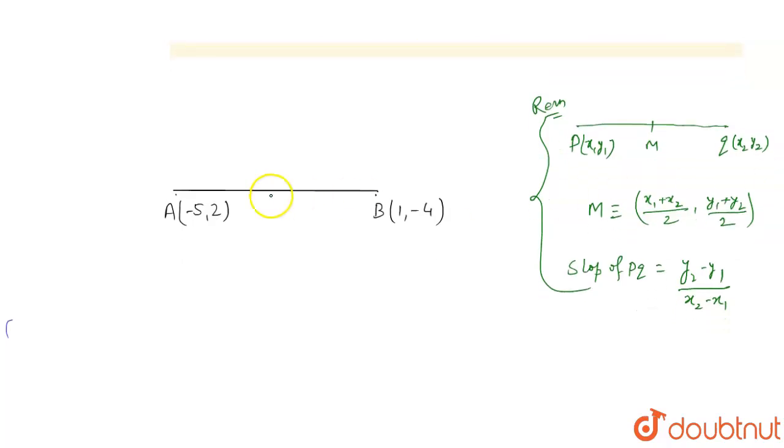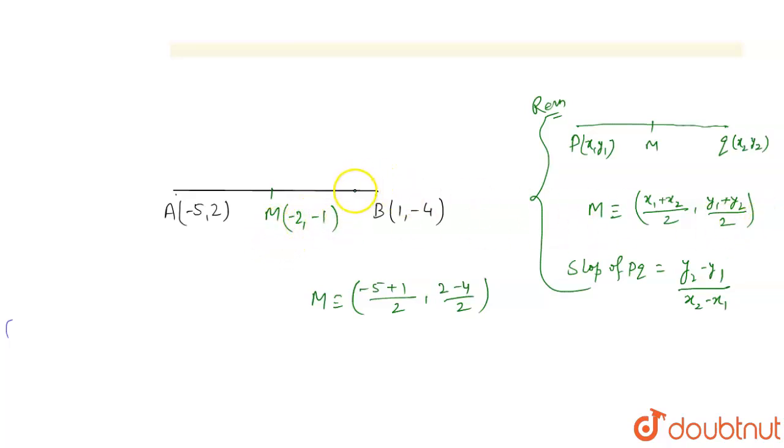Now move to the question. Midpoint of this line will be x1 plus x2 by 2, means minus 5 plus 1 by 2 comma 2 minus 4 by 2, right? Which is minus 5 plus 1 which is minus 4 by 2 which is minus 2, and this will be minus 1, right?